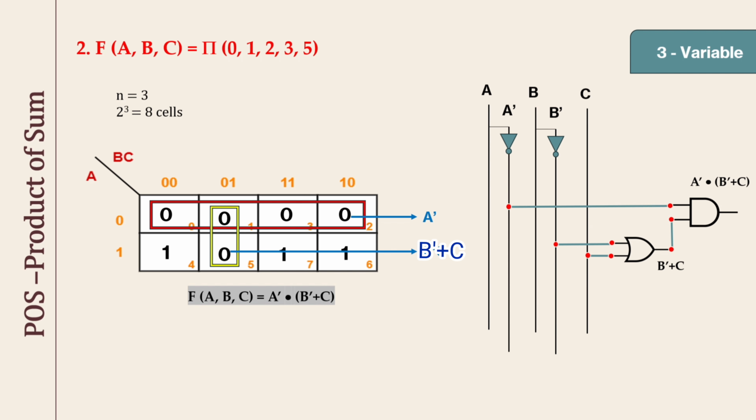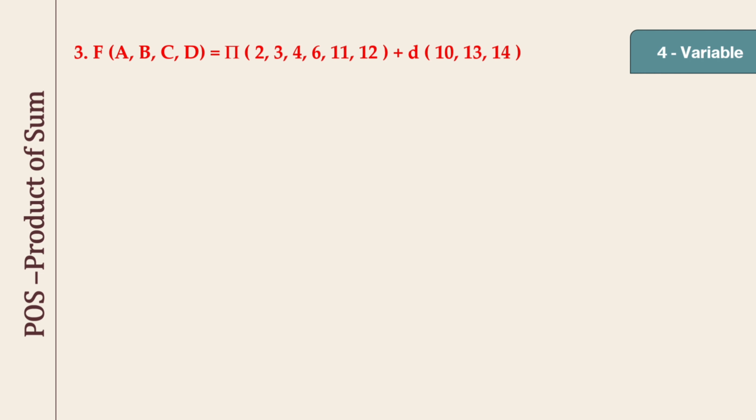Now let's move to the 4 variable K-map POS problem. For the 4 variable problem, we have the problem statement as f of a, b, c, d is equal to pi of 2, 3, 4, 6, 11, 12 plus d of 10, 13, 14. Here d of 10, 13, 14 represents the unknown values.